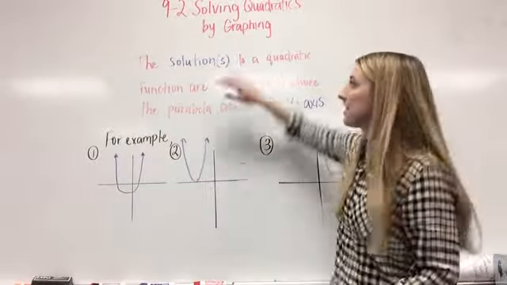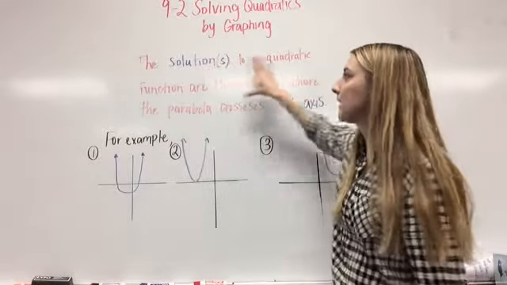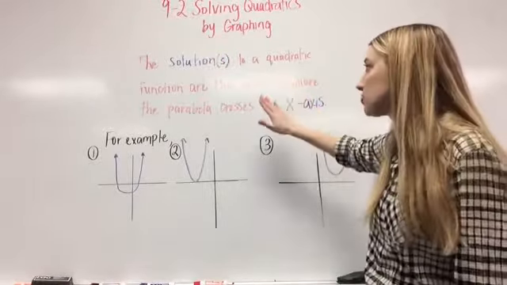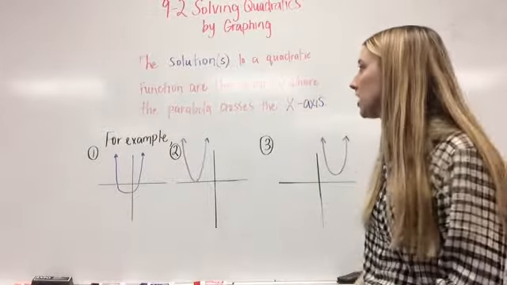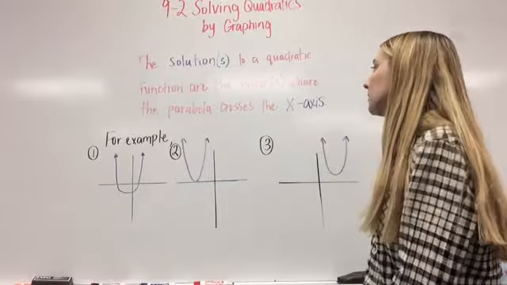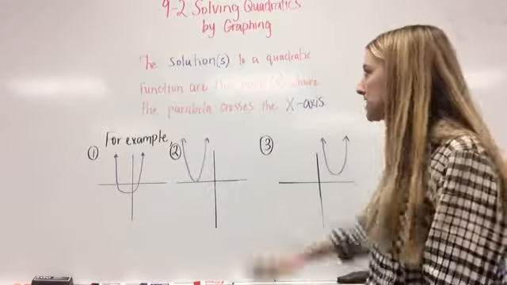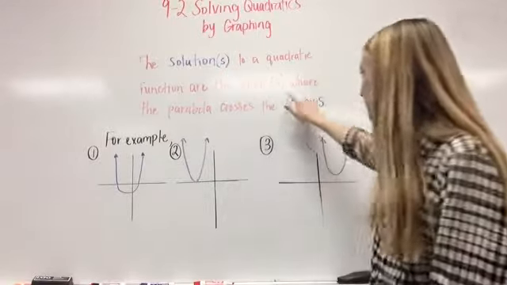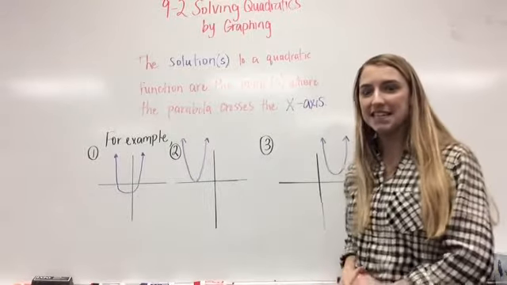I want you to go ahead and write that as your title and then write this paragraph that says the solution or solutions to a quadratic function are the point or points where the parabola crosses the x-axis. I'm going to explain why there's an S in parentheses here in just a second, but make sure you have that written down.